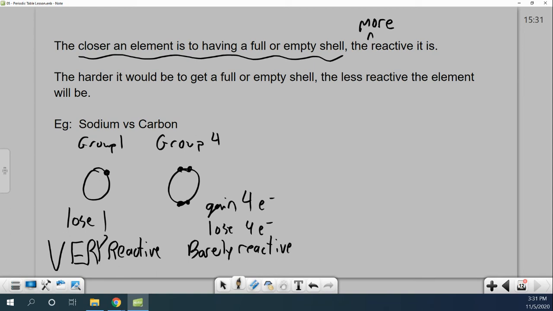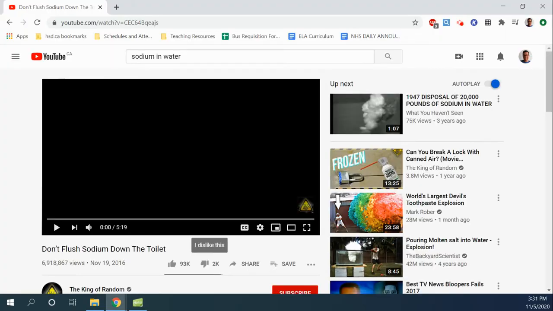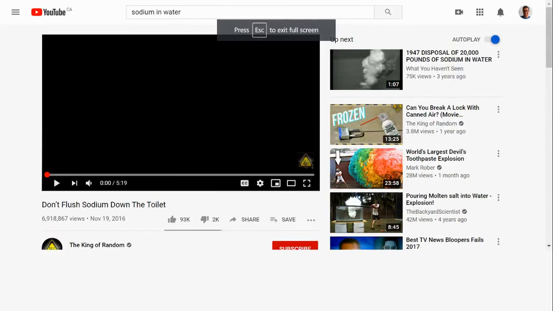Now, carbon, if you didn't know, it's like ash or coal or diamond, right? You can hold on to carbon or ash in your hand, and it's not going to cause you any problems. You can throw it in water. It just sits there. It's basically like a rock, right? It is literally as inactive as a rock. If we have sodium, on the other hand, well, let's take a look, shall we? Title of this video, Don't Flush Sodium Down the Toilet.